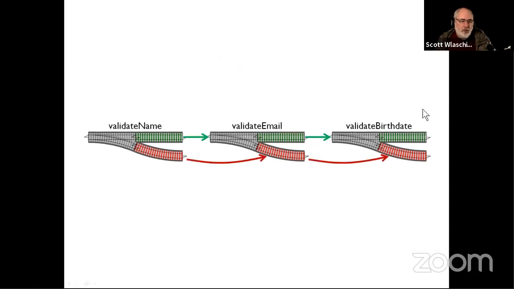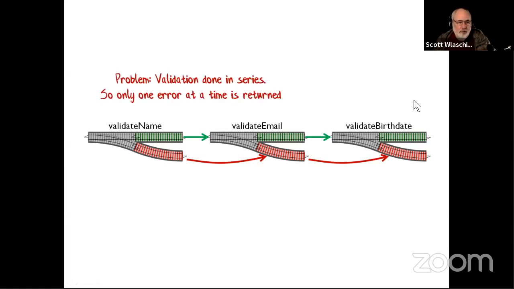Now, here's the problem. If we chain them together like this in a row, then when something goes wrong, we only get the first error. Like if the name is invalid, we never get to validate the email. It skips the rest of the validation. And sometimes that's what we want, but especially in validation, that's not what we want. We want to get all the validation at the same time so we can update our data, right? So that's the problem when you connect them in a row like that.